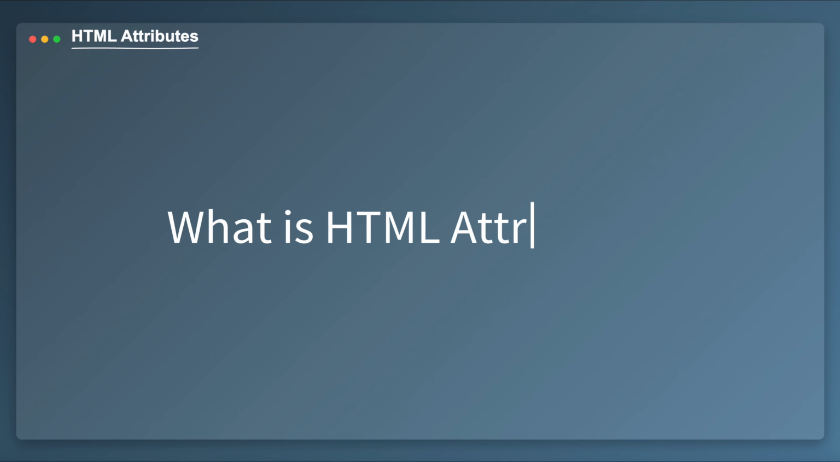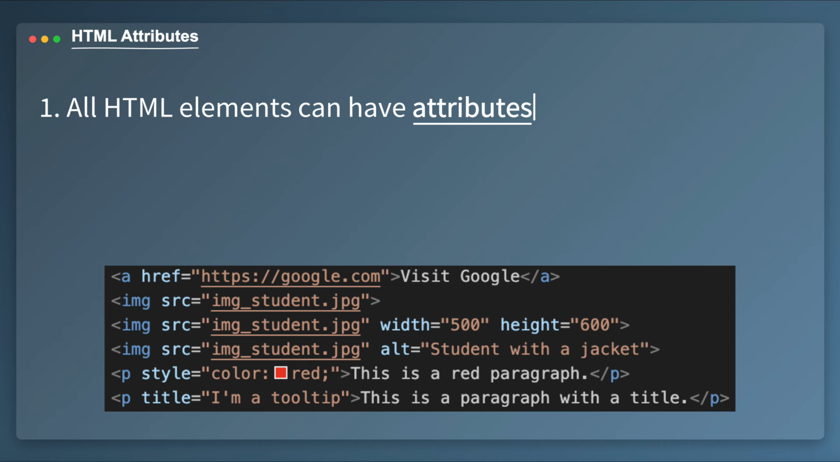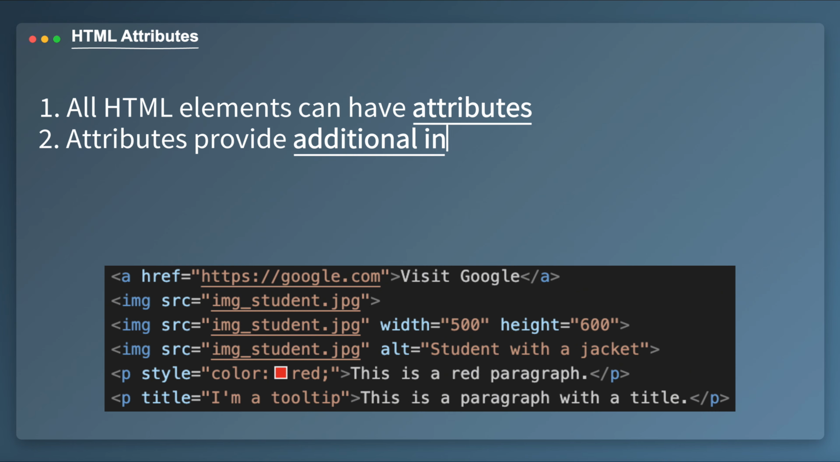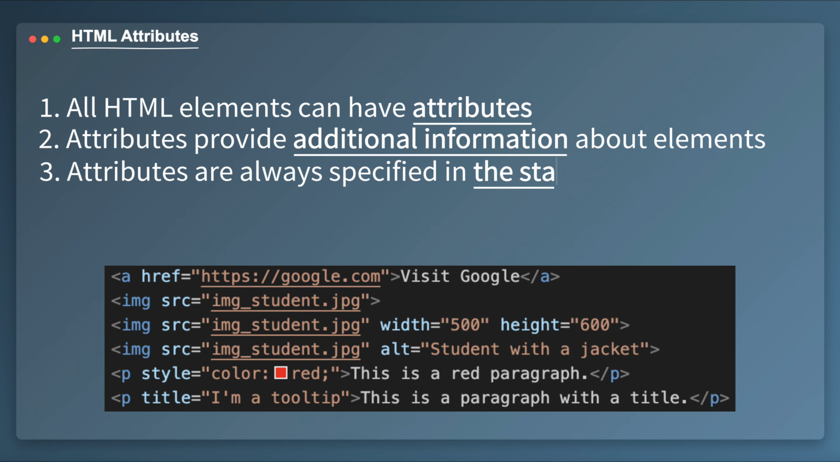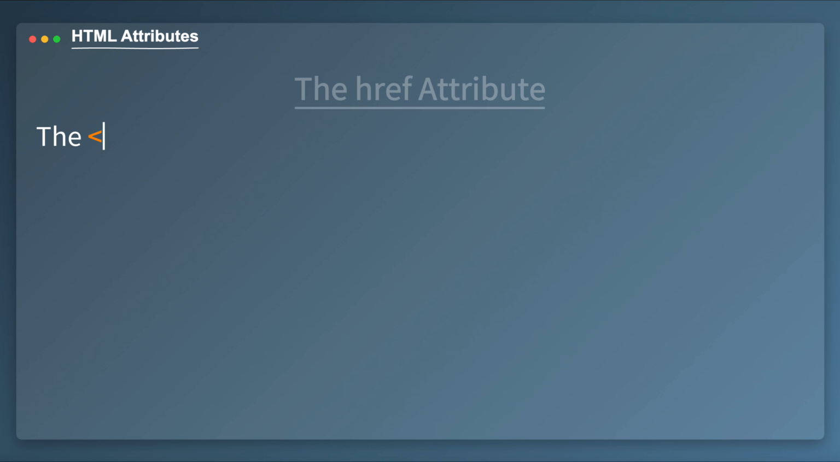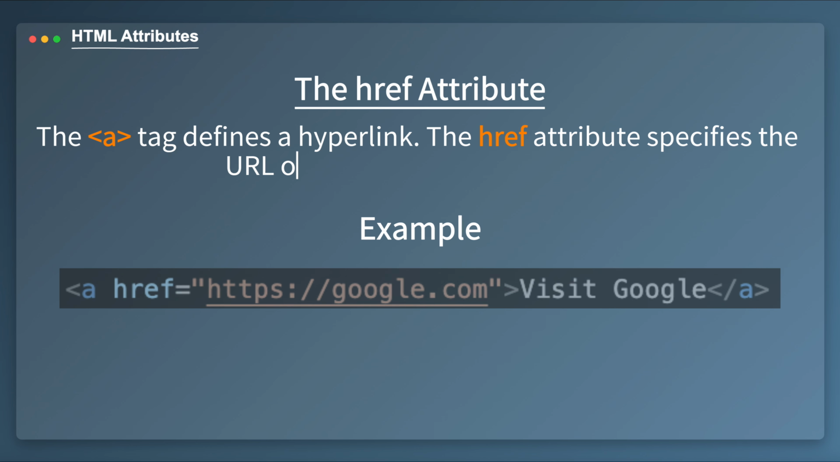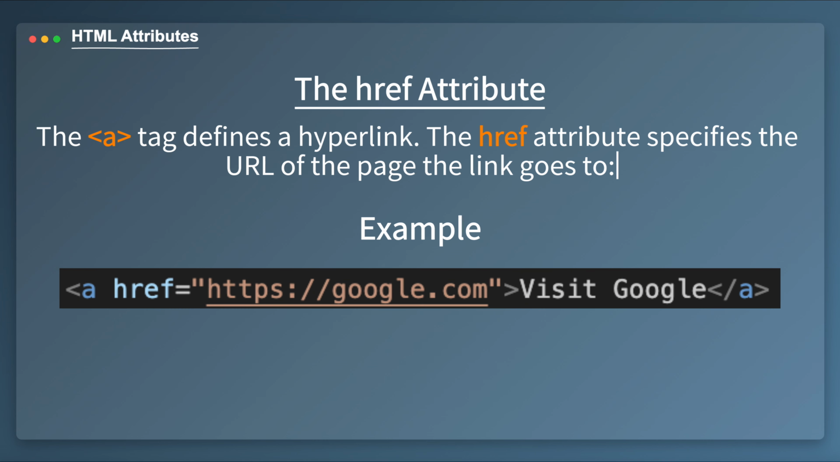What are HTML attributes? All HTML elements can have attributes, and all of them provide additional information about the elements. Attributes are always specified in the start tag, and usually come in name-value pairs like name="value". The a tag defines a hyperlink. The href attribute specifies the URL of the page the link goes to.